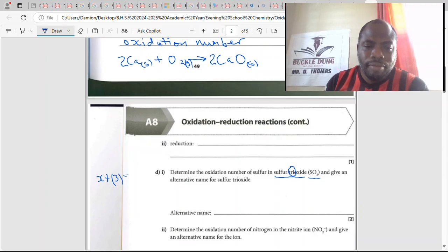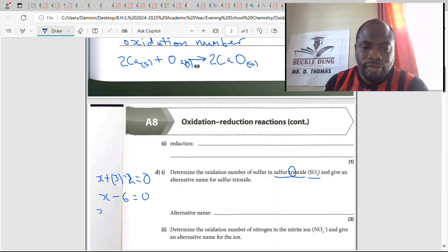We know we have 3 oxygens, each of them -2, and it should equal 0. We end up with -6 equal to 0. Plus 6. What we do to one side, we do to the other side, plus 6. X is plus 6.